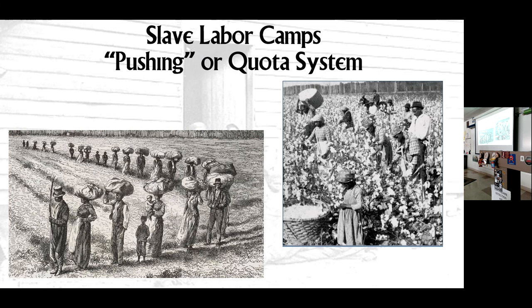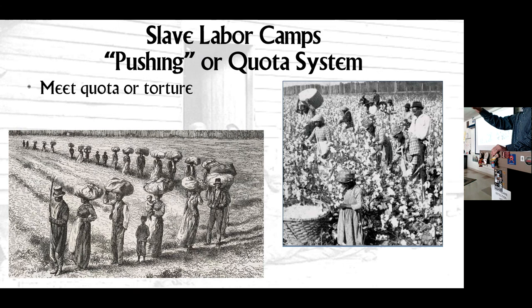One hour. How much can you pick? And there's someone pushing him to work hard. That's pushing. And they pick a bunch of cotton. They weigh it and say, okay, that's your quota. You have to get that every hour you work. And if you don't do it, what will happen? If they don't make it, they're tortured. That's how the system worked.